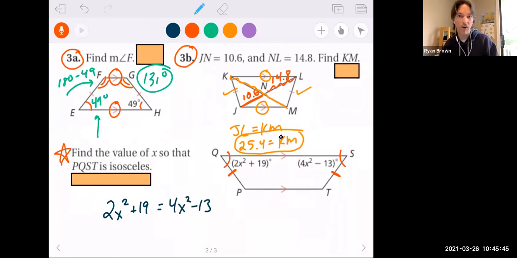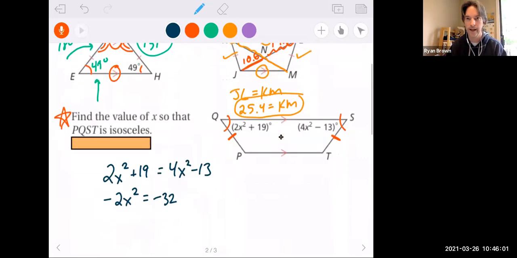Okay, great. Let's solve. Let's try to get the x's by themselves on one side, and we'll toss all the numbers to the right side. If I subtract 4x squared, I should get a negative 2x squared on this side. If I subtract 19 to the other side, I should get negative 32. All right, let's get that x by itself. We have to divide by negative 2 first. That's gone. Poof. Now I should get x squared equals a positive 16.